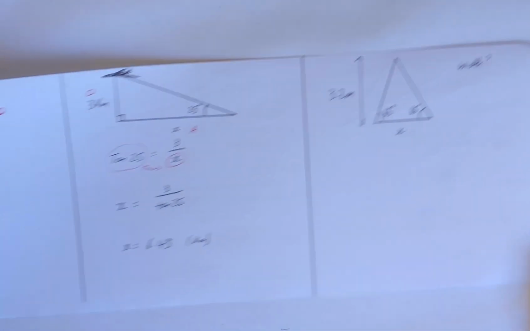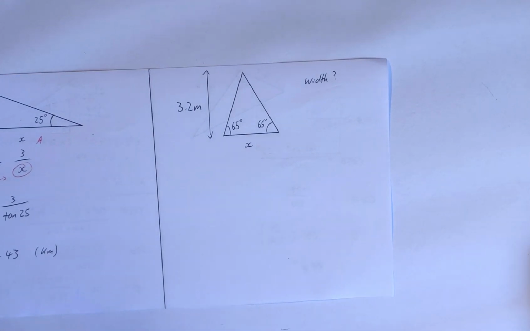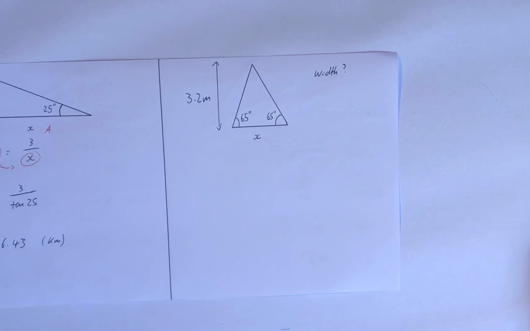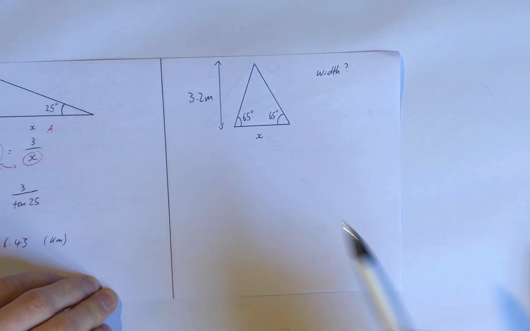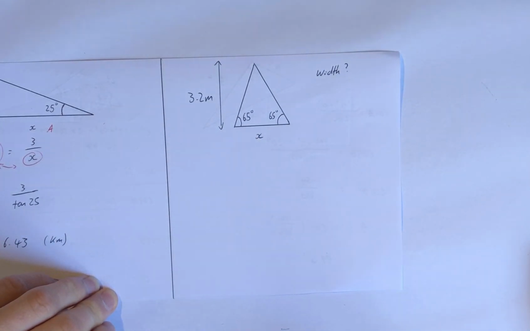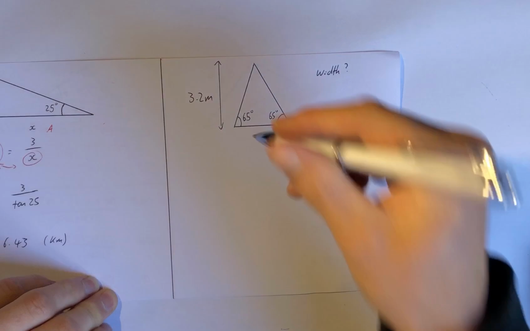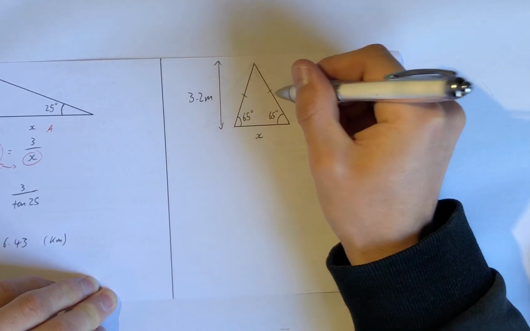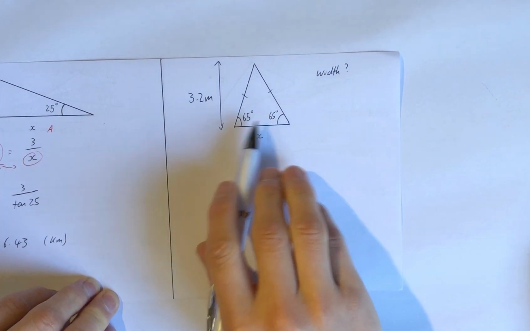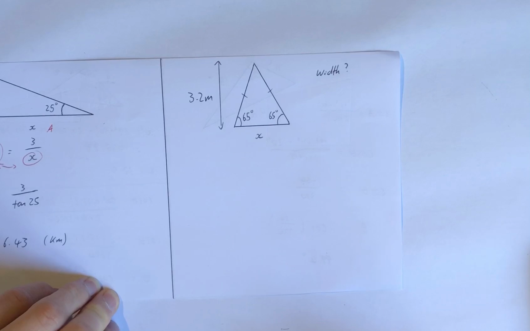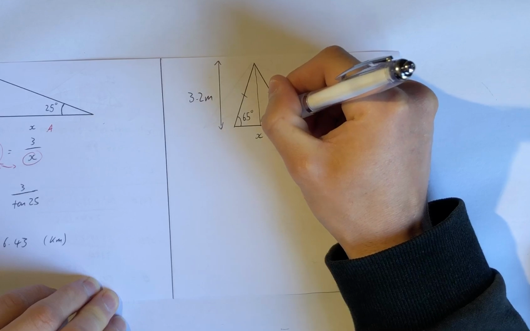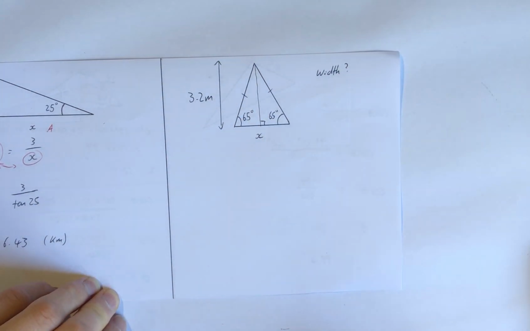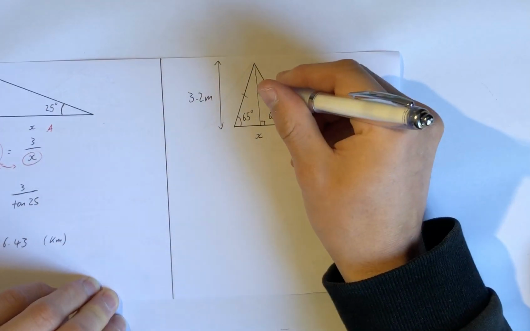Question number 3. This is a pretty tricky one. This is leading more into year 11. I want to know the width of this triangle. Okay, so what we do know is that this is an isosceles triangle. It's got the same angle in both the corners. So the trick to this is that we split it down the middle. We make it a right-angled triangle. Now we know that that's 3.2.